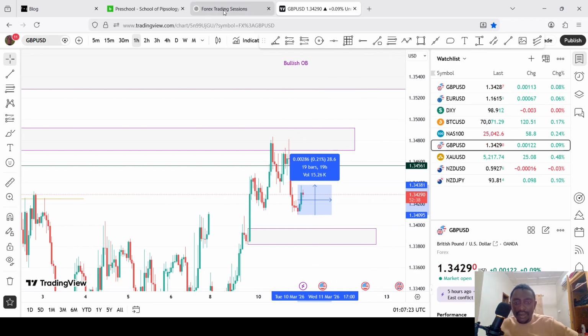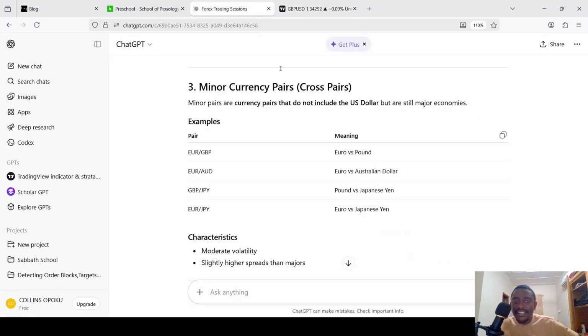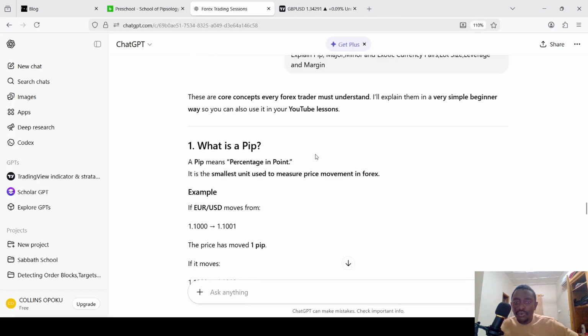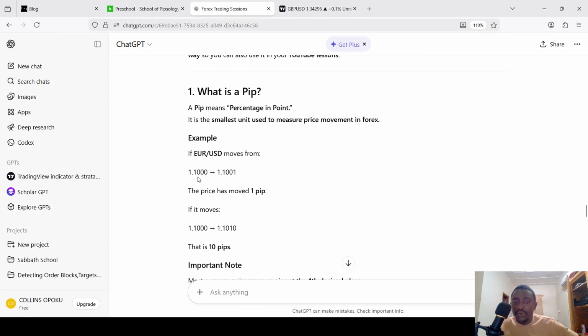So if you are calculating pips, pips are just the distance, the decimal point, between two prices. If you take EUR/USD, maybe price was around this level and it moved to this price. It started from 1.1000 to 1.1001. The difference is the last digit, and that is 1 pip. You understand? So it means price moved just 1 point, and that point is what we call a pip.